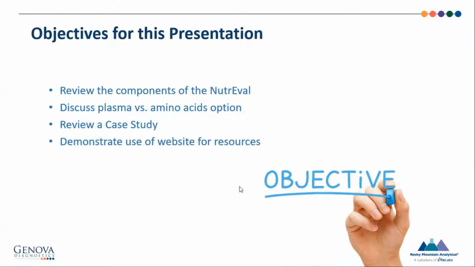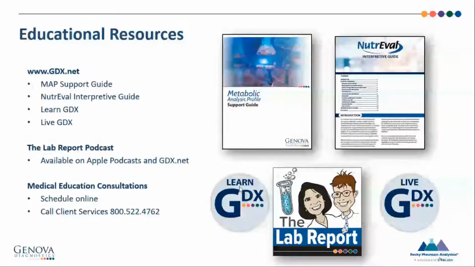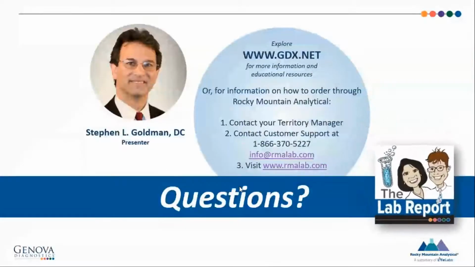We looked at a review of the components of the NutrEval. We discussed plasma versus amino acids, the two types of NutrEval, only based on that one difference. We reviewed that case study and looked at the website. Here are some educational resources to look at as well, but I want to make sure we have time for questions. And again, the lab report.